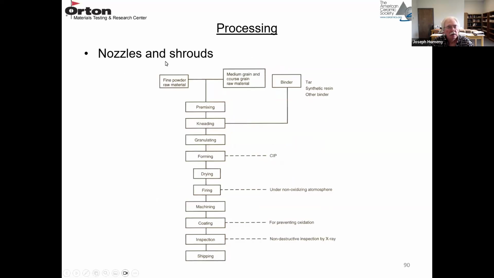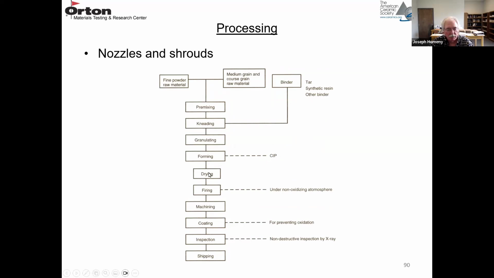For the tubes, you start out again with your fine powders and your medium and coarse powders. They're mixed, and then your binder, which is your phenolic resin, is added, and this goes through a kneading operation. So now you have a mass that's crushed or granulated. And the forming process is by cold isostatic pressing.